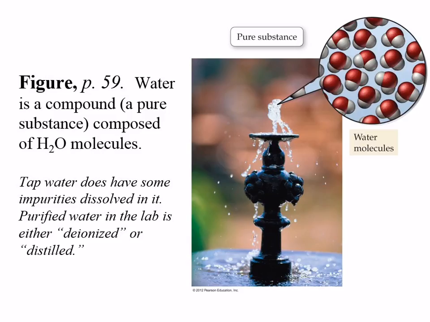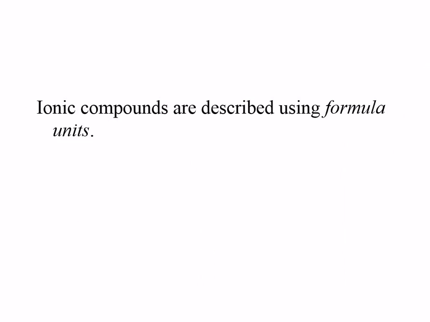This is a figure from your textbook showing that ever important resource, water, gushing out. Remember, we can't really look at individual water molecules per se. We can look at what they do collectively, and it's hard to get a picture of them. Ionic compounds like sodium chloride, table salt, you would use the term formula unit if you were going to get one little piece of that.